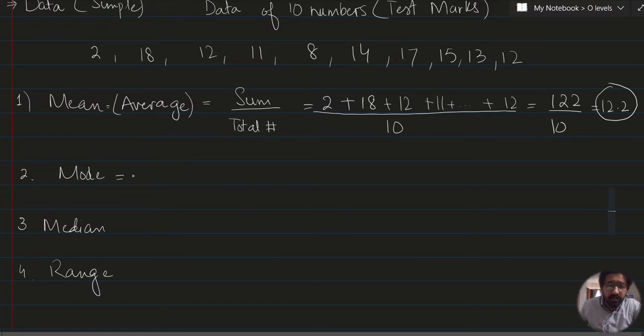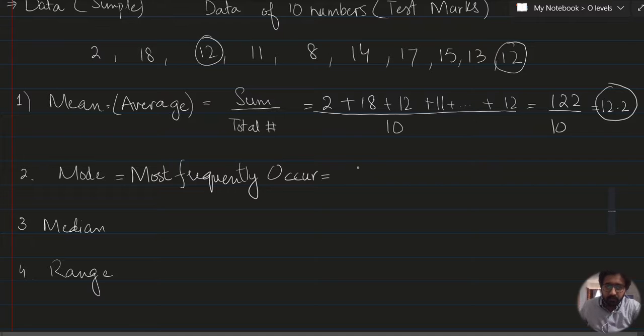So what is the mode? Mode is actually the most frequently occurring number in your data. Which number do you think is the most occurring number? Unfortunately, there is no number that is repeating. Yes, there is one. 12 is the most repeating number. So the mode over here for this specific question would be 12. The number that repeats itself the most number of times, that would be the mode.